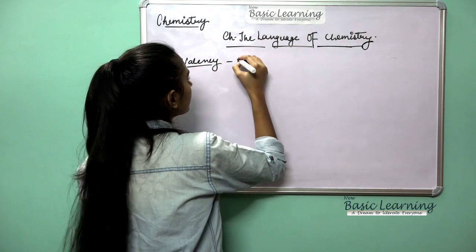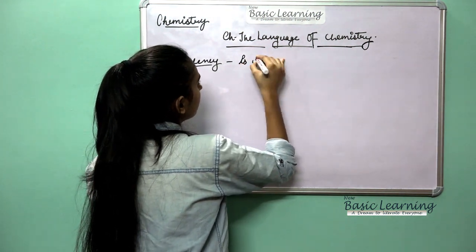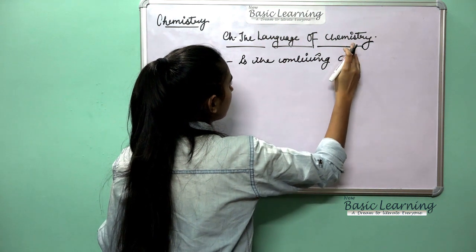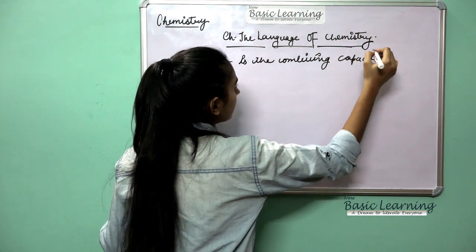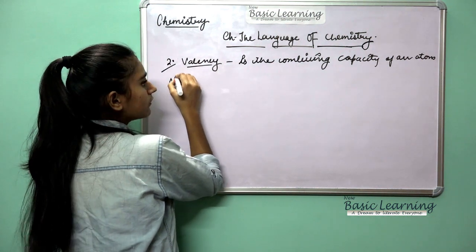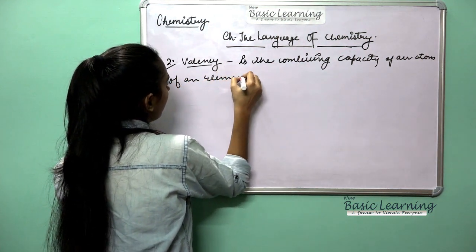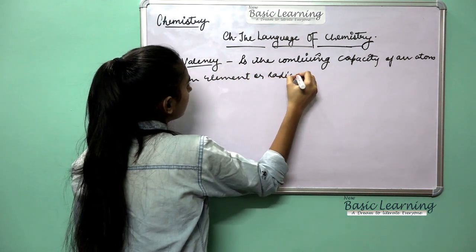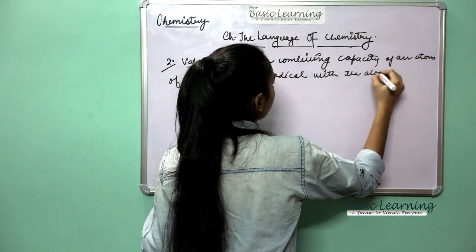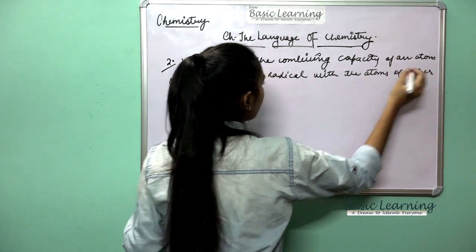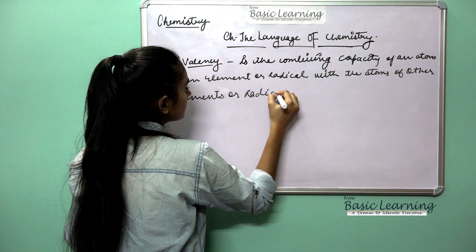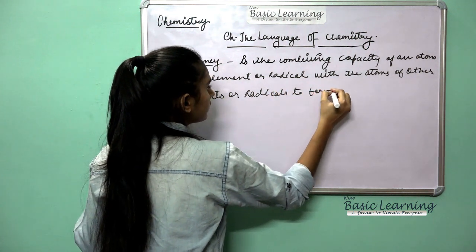Let me write this. Valency is the combining capacity of an atom of an element or radical with the atoms of other elements or radicals to form molecules.